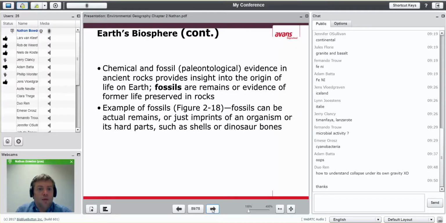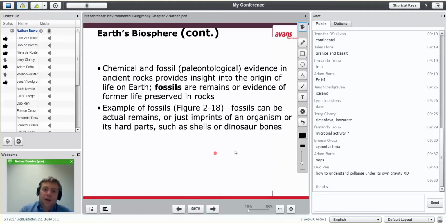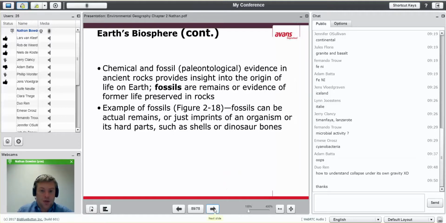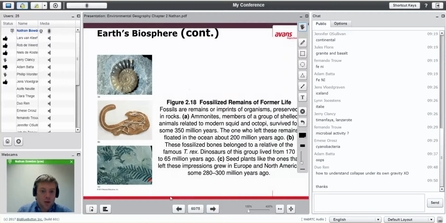From chemical and fossil, so paleontological evidence, paleo meaning old, records, ancient rocks provide insights into life. So fossils from about 2 billion years ago and younger. Examples of fossils can be actual remains or imprints of an organism on its hard parts, shells, or dinosaur bones. So here's what I referred to, figure 2.18.